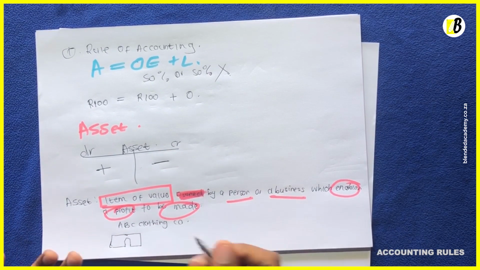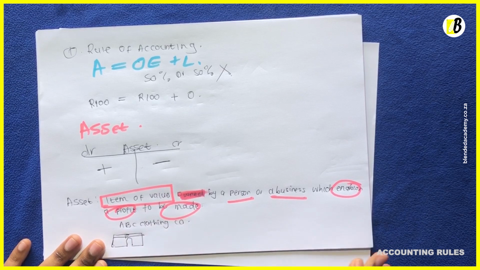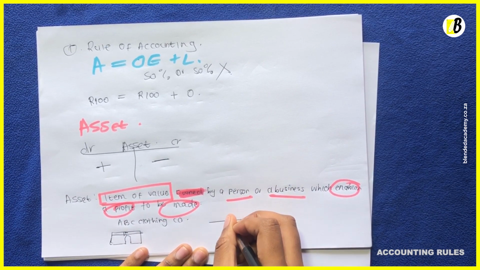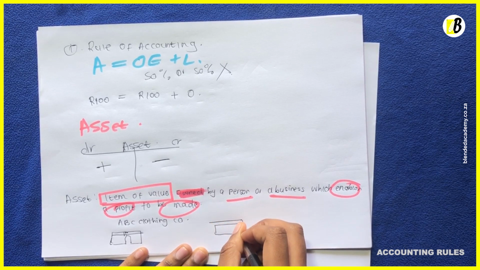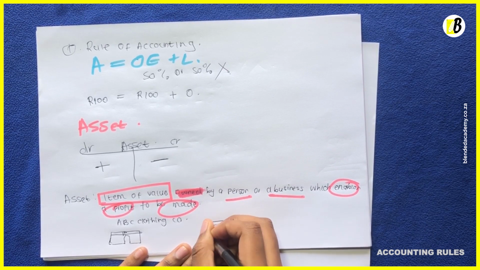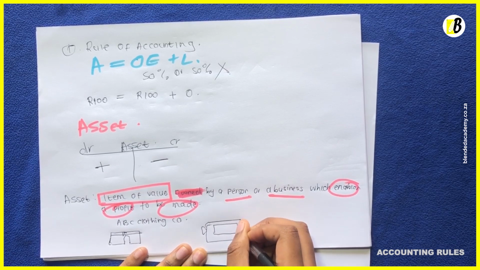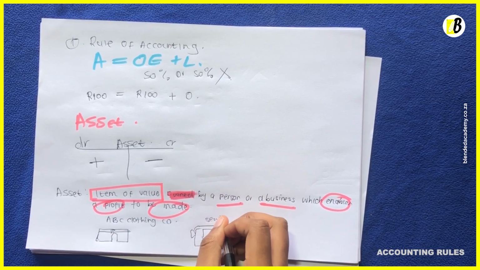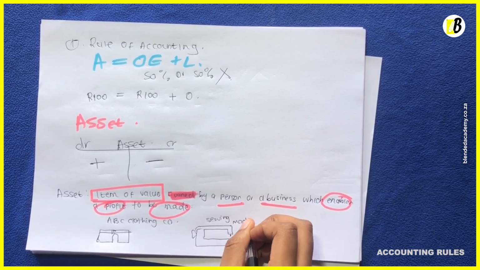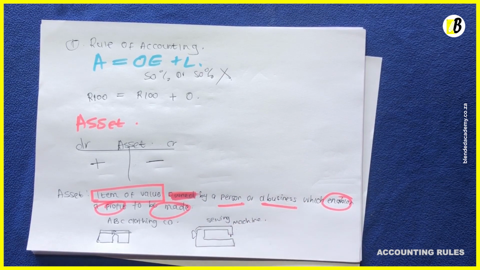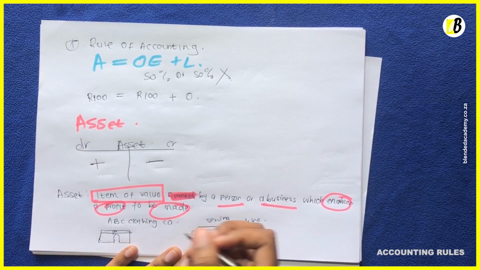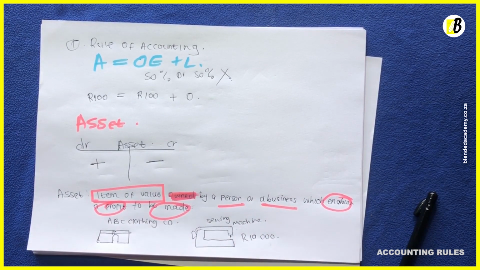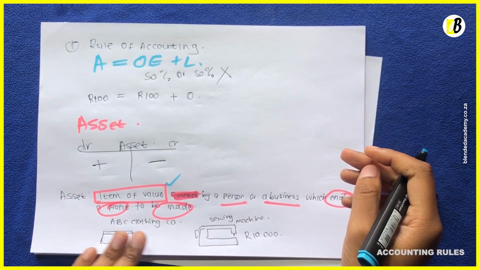And then, okay, fine. For ABC to manufacture this clothing, it is going to need a sewing machine. So this is the sewing machine. Now let's prove whether this sewing machine is an asset to ABC. First of all, it needs to be an item of value. This sewing machine is 10,000, which means that it has value. It has value and it's owned by ABC.